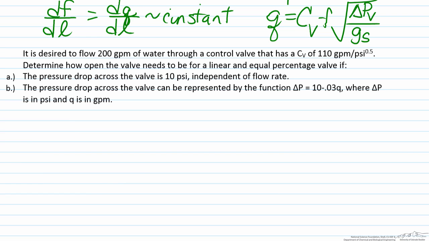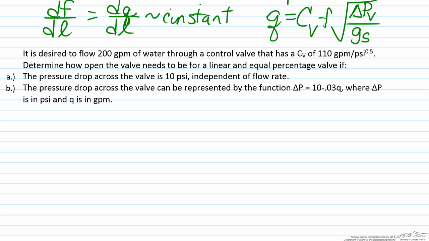So to see this difference between inherent and installed characteristics, we will look at a system where we're trying to flow 200 GPM of water through a control valve with a particular CV, and we want to see how open our valve needs to be for both a linear valve and an equal percentage valve for two situations.